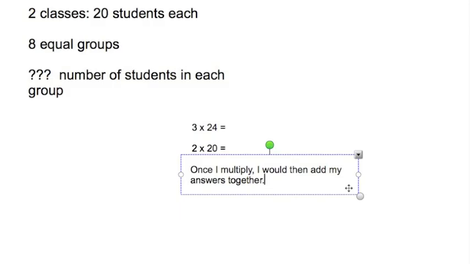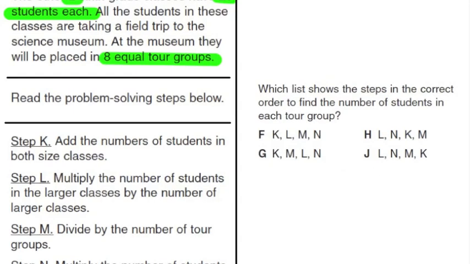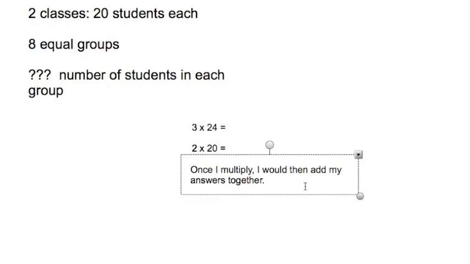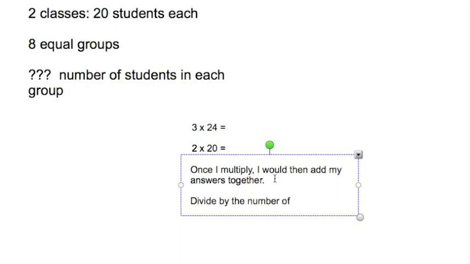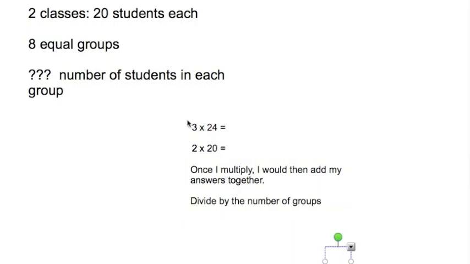Okay, so once you multiply and you add my answers together, then you're going to have your total number of students. If we go back to the problem, we're going to be making 8 equal tour groups. So that means, right, you need to divide. So once you multiply, divide by the number of groups. Look good? Thinking it looks good.